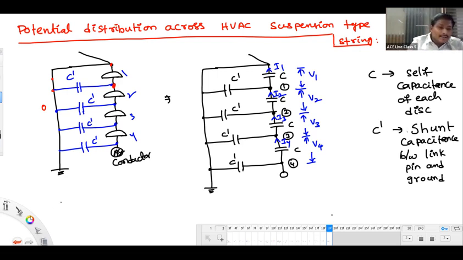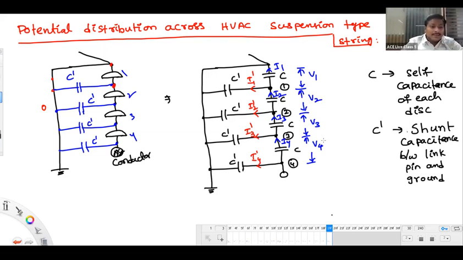Fine. Next. See, these capacitances C dash, C dash, C dash are carrying current something like I1 dash in the first, I2 dash second, I3 dash third, and we have here I4 dash. Okay, let's look back to the aim, please. What is the aim here? The aim is to find out the potential distribution across the string. Means we have to compare the voltages V1, V2, V3, V4.